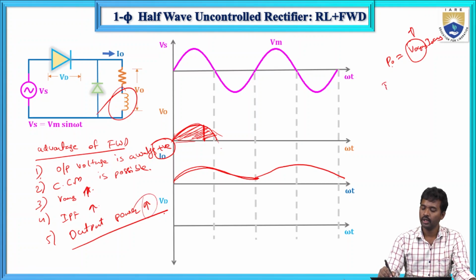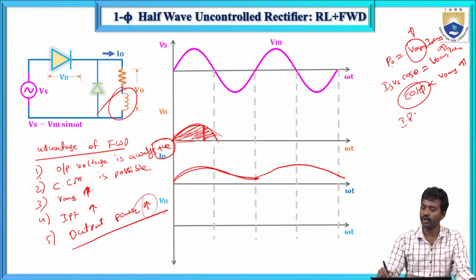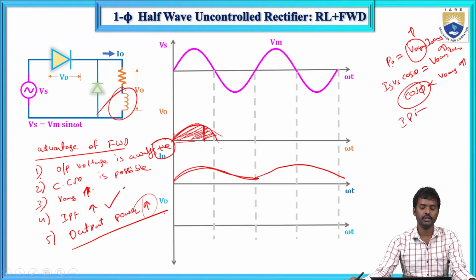Now Vs Is cos phi equals V naught average into I naught average. As this increases, cos phi is directly proportional to V naught average. It is increasing, which means cos phi, the input power factor, also increases. Output voltage is always positive and continuous conduction mode is possible. The input power factor improves and the output power increases.